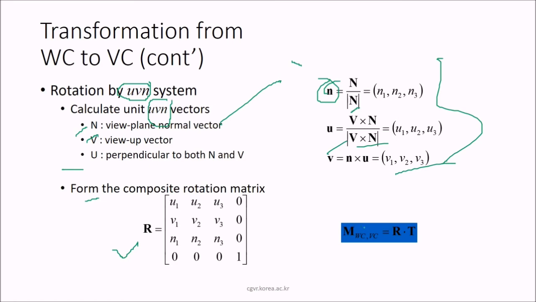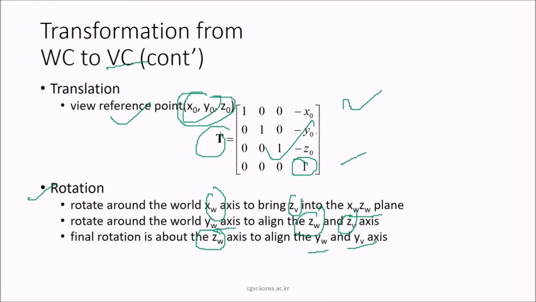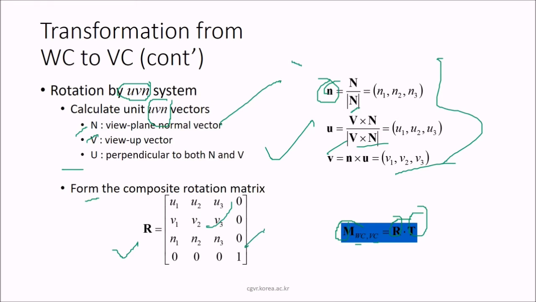So now M, that is WC to VC, can easily be R into T. R you have already seen. This is R, and what was the translation? This is the translation. So we apply R into T, this into the previous one, and you can transform from the world coordinate to the view coordinate.